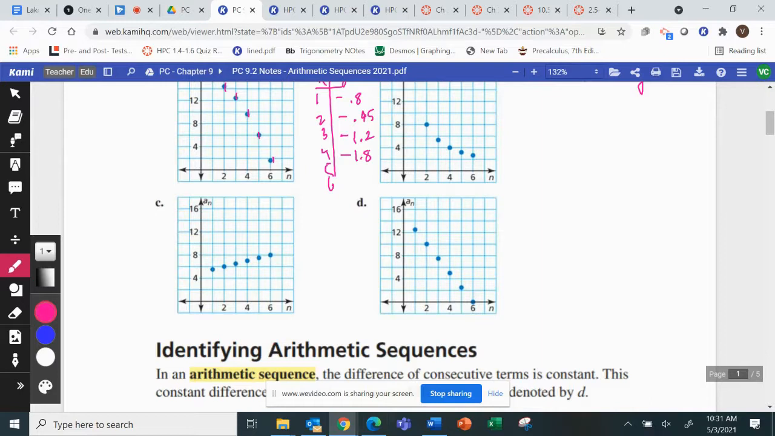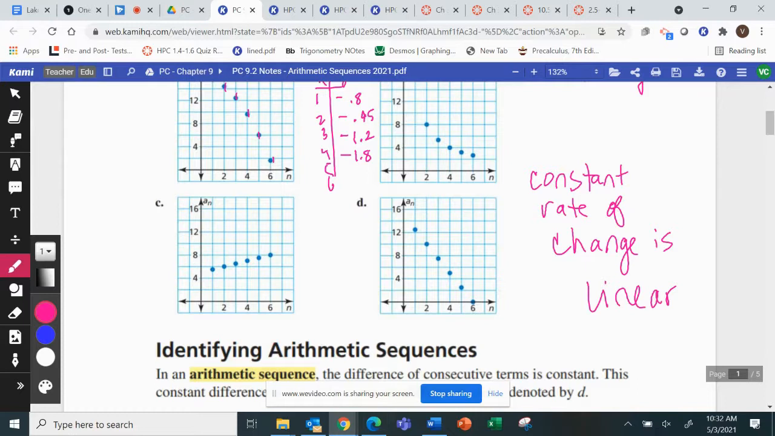Okay, how can you tell that the y's are doing that, but they weren't on A and B? For B and C, I didn't even write down numbers. How can you tell, Brandon? Because it makes a straight line. And we know what that slope is. That slope is the rate of change. So to have a constant rate of change, it's going to be linear. Constant rate of change is linear.